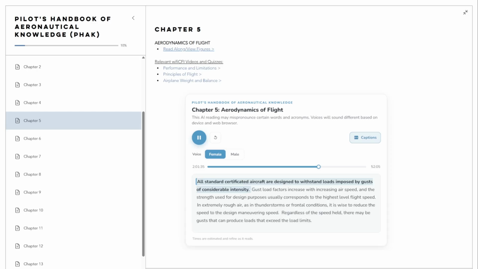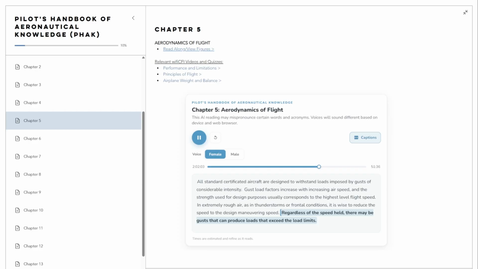Rough air. All standard certificated aircraft are designed to withstand loads imposed by gusts of considerable intensity. Gust load factors increase with increasing airspeed, and the strength used for design purposes usually corresponds to the highest level flight speed. In extremely rough air, as in thunderstorms or frontal conditions, it is wise to reduce the speed to the design maneuvering speed. Regardless of the speed held, there may be gusts that can produce loads that exceed the load limits.